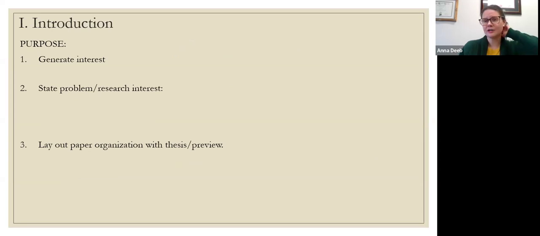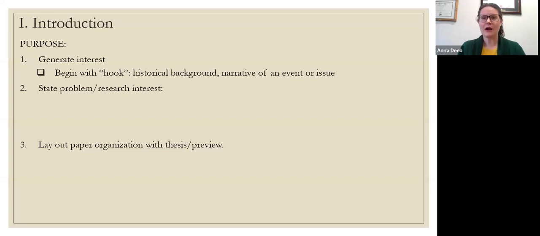All right, let's talk about your introduction. What is the purpose of an introduction of any academic paper? Well, you're looking to generate interest in your topic. You want to have a hook or some way to grab people's attention. It might be sharing some historical background related to your subject. It might be narrating an event or an issue that's going to be central to your analysis. Whatever the hook may be, you want to grab your reader's attention and keep them reading.